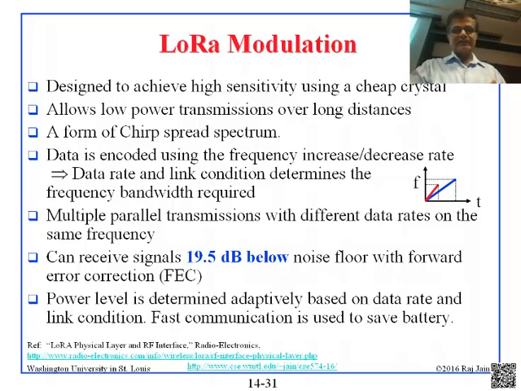So power level is determined adaptively based upon the data rate and link condition. Somebody is given a high rate, because then they can finish the transmission in a very short time and go to sleep. If somebody is given a low rate, then the rates and the time depend upon the rates. Everything is done adaptively.